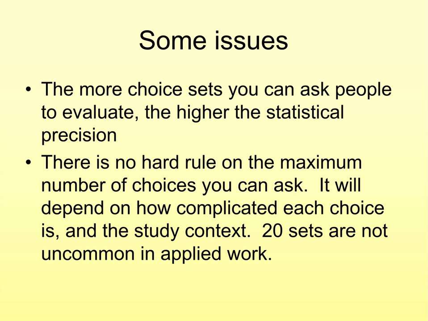The problem is there's no hard rule on the maximum number of choices you can ask people to make. It depends a lot on how complicated each choice set is. So for example, if there are 8 or 9 different attributes, making choices between a single pair of options can be really difficult. On the other hand, if there are only 2 or 3 attributes, or maybe 4 attributes, like in the study we just illustrated, it's reasonable to ask people to make a larger number. And in a lot of applied work, 20 sets are not uncommon.